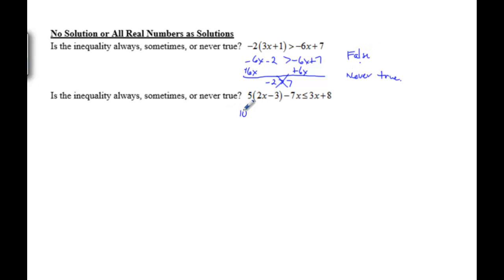If we distribute through, we get 10x minus 15 minus 7x less than or equal to 3x plus 8. Let's move all the x's over, so minus another 3x on each side. We're getting 10 minus 7 is 3, 3 minus 3 is 0, so we have negative 15 on the left. Is that less than or equal to 8? The answer is yes, true. We will say always true.